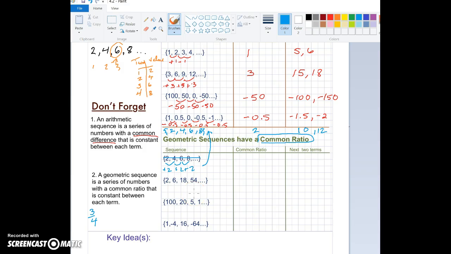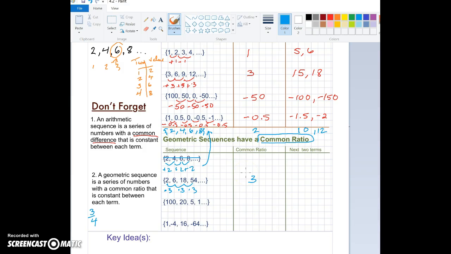So let's do the next one instead. 2, 6, 18, 54. So what's my common ratio? What am I multiplying 2 by to get 6, and then 6 by to get 18, and 18 by to get 54? Can you figure it out? Well, I'm multiplying by 3. And from 6 to 18, I'm multiplying by 3. And from 18 to 54, I'm multiplying by 3. So my common ratio is 3, because I'm multiplying by a number.